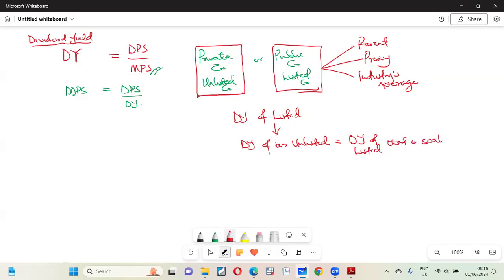Please, the scaling up is subjective. You can do it yourself. What do I mean? For example, if I find the DY of a listed company and it is 20%, I will scale it up, meaning that I can use any figure that is above 20%. So I can scale it up by 10% or whatever percent. Please, it is up to you. If the question wants a uniform answer, he will give you the percentage for scaling up.